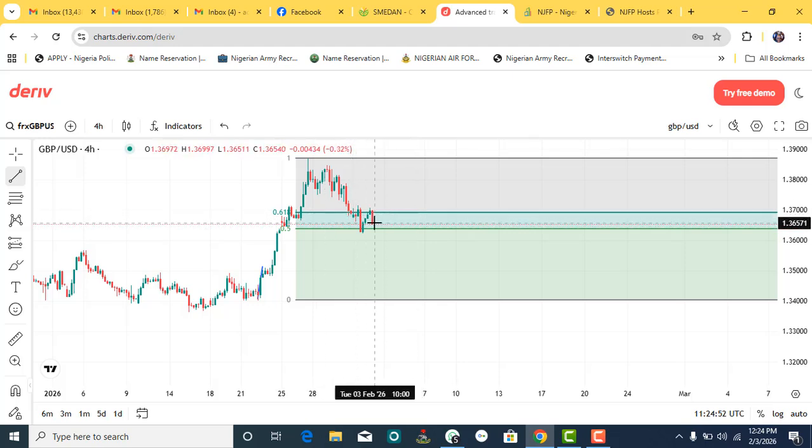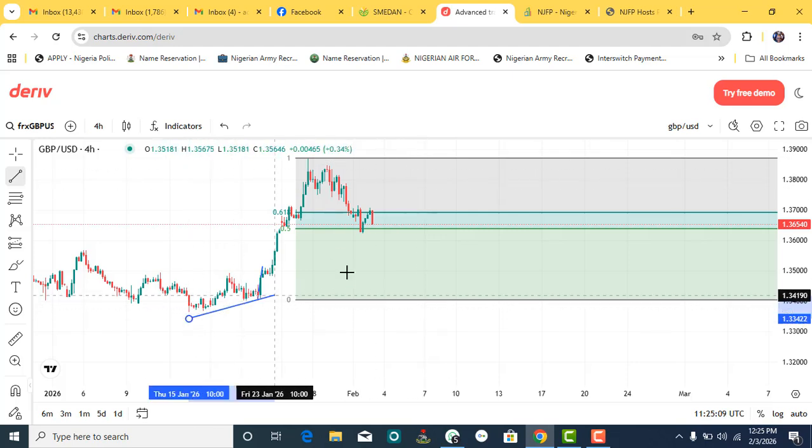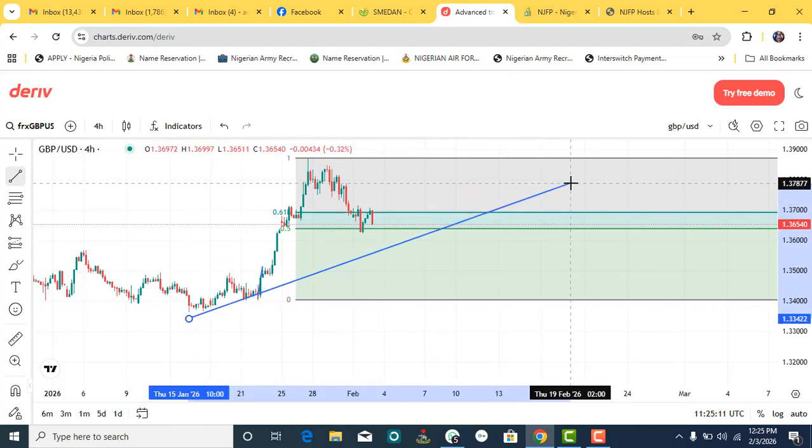But right now we're waiting for the market to give us a sign that this market wants to go up, because I'm sure that this market came to sweep the liquidity around here, which it has already swept, and we're expecting the market to go to the upside in order to follow the upward structure here.